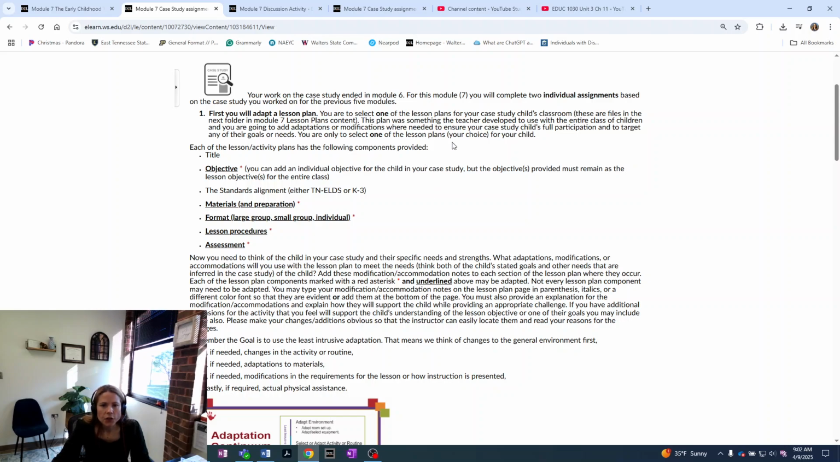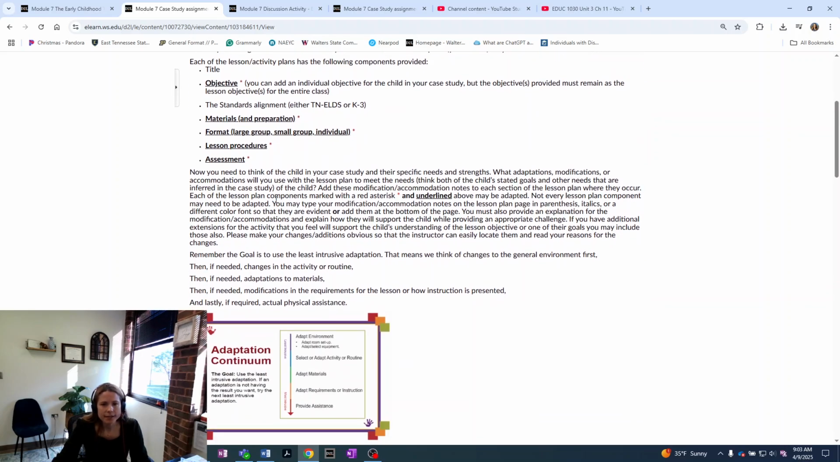So what you're going to do is you're going to adapt the lesson. So what we've already saved there, you're going to look at these components. These components make up an actual lesson plan. You have your title of the lesson, the objective, the standards. These are either going to be the ELDs for Tennessee or the K-3 standards. Okay, so whatever is for your child's specific age. You have your materials and preparation, format, how you're going to complete the lesson, large group, small group, individual, the lesson procedures, and how you will assess that child has met the objectives.